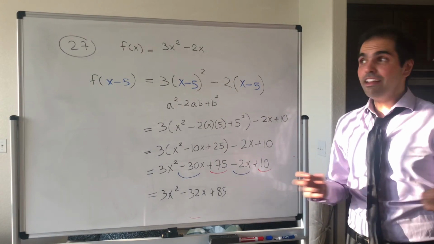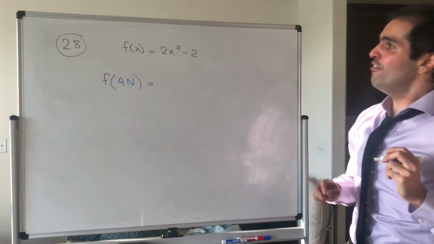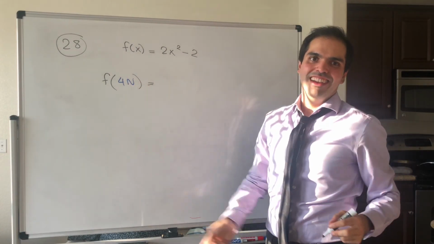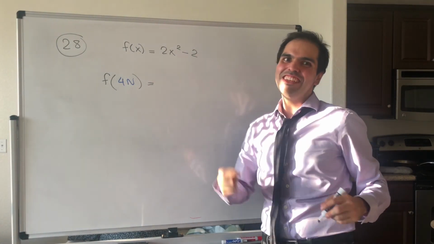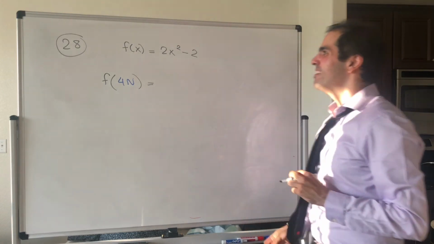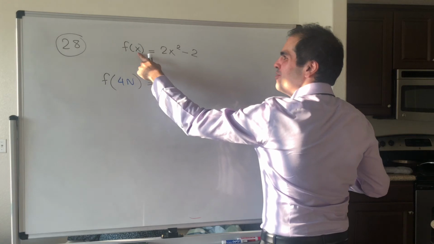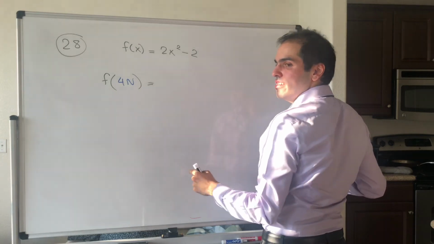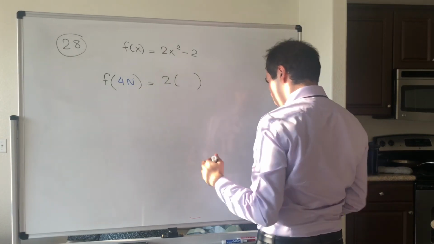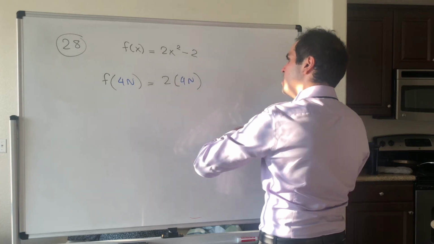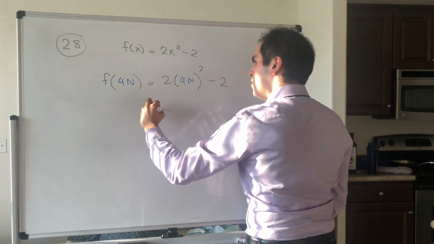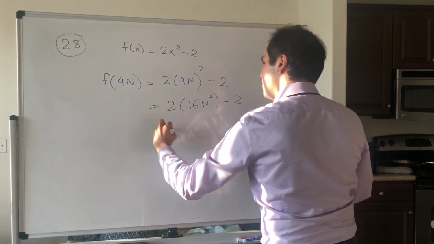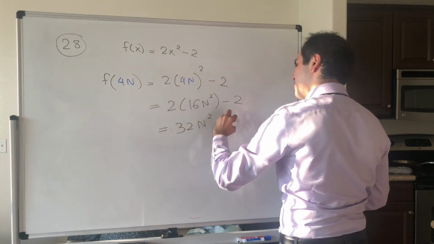Ta-da! All right, the next question is similar in spirit. Here, f of x is 2x squared minus 2, and let's calculate f of 4n. Same thing as before: for every instance of x, replace it with 4n. So this becomes 2 times 4n squared minus 2, and that becomes 2 times 16n squared minus 2, which becomes 32n squared minus 2.